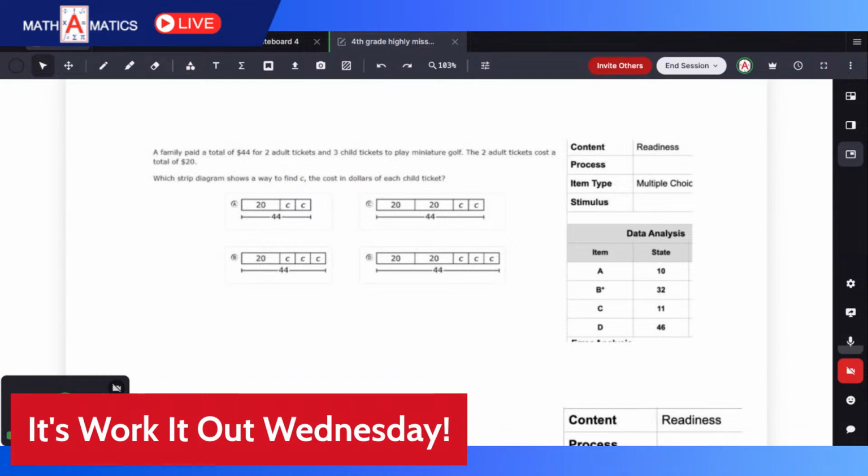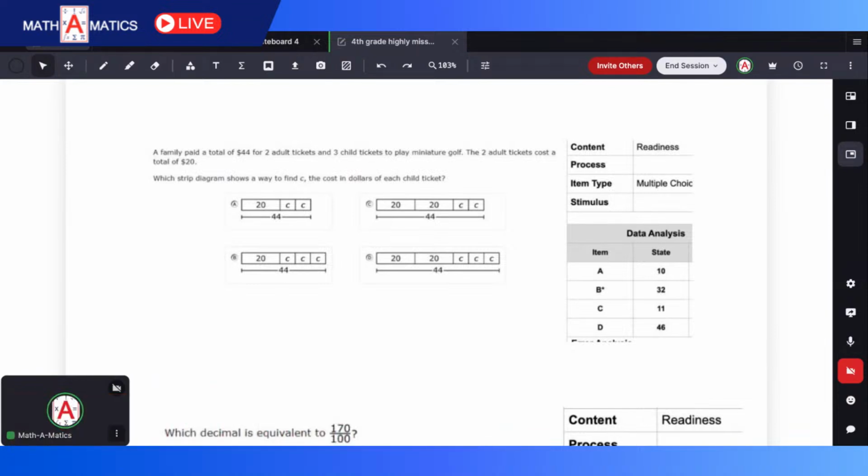We are talking all things state testing and STAR, and I'm going to give people a few minutes to join us. I have a problem up here that 32% of the state got right. That means almost 70% got this wrong. So let's see why our fourth graders did not get this problem correct. That is what we are digging into tonight.